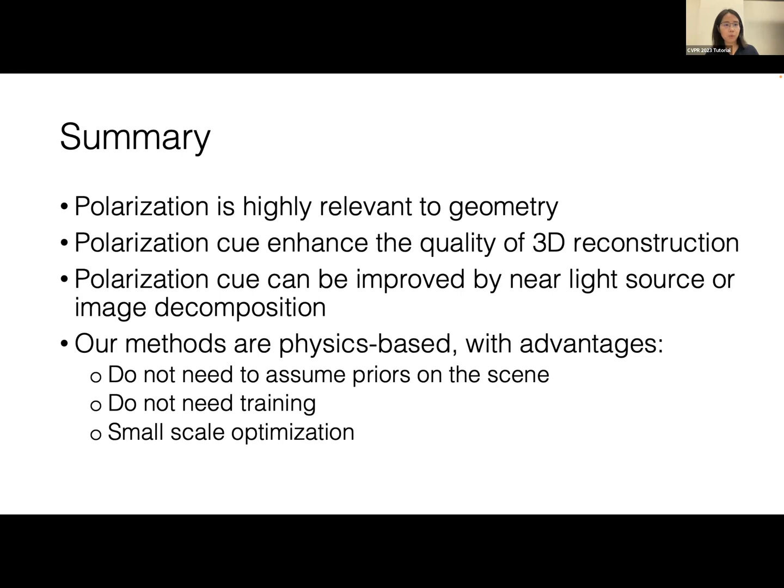And lastly, I want to say that all our methods are physics-based, which means that they do not require any training. So they have the advantages that they don't require assumed priors on the scene, and you also don't need a large amount of data for training. It also has the advantage that the optimization scale is much smaller than optimizing a neural network. Okay, and in our next talk, Achuda will talk more about learning-based polarization reasoning.